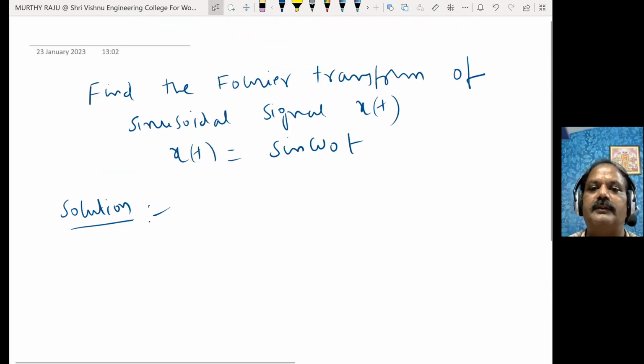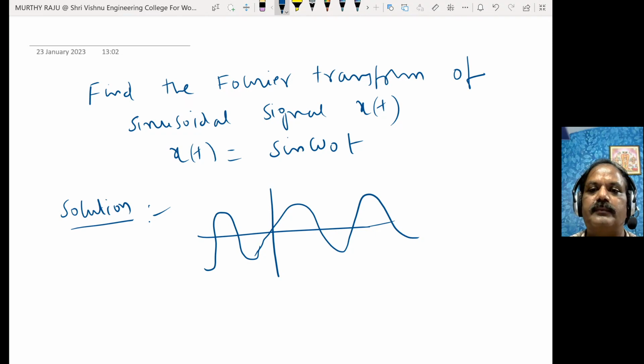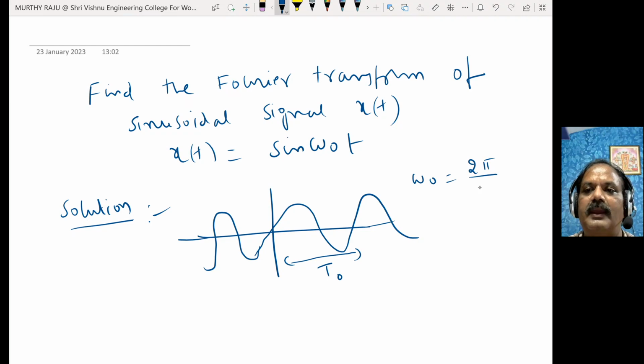This is a periodic signal, a sinusoidal signal. The time period is equal to T naught, and omega naught is equal to 2 pi by T naught. This is a periodic signal.